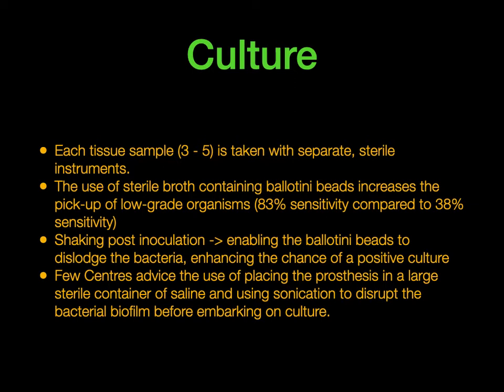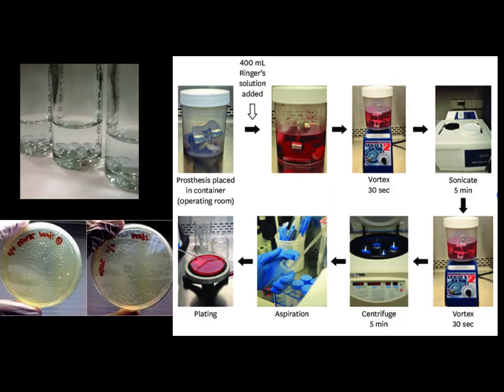How can we increase the yield of these cultures? One is to use a sterile broth containing Ballotini beads, which when shaken increases the possibility of a positive culture. It is also followed in some places that a sonication method, which disrupts the bacterial biofilm, can be used to culture the biofilms. So if you look here, that's the Ballotini plates, and this is the process of sonication.